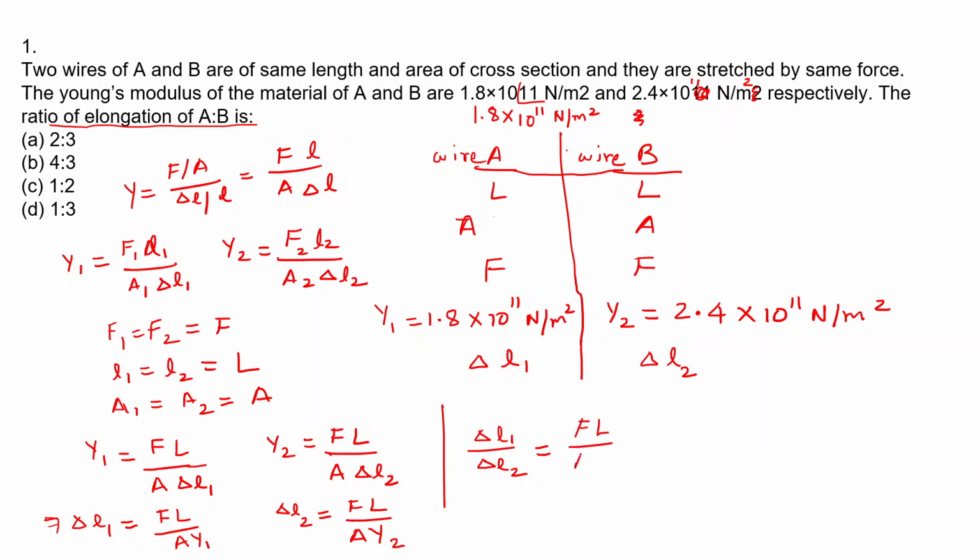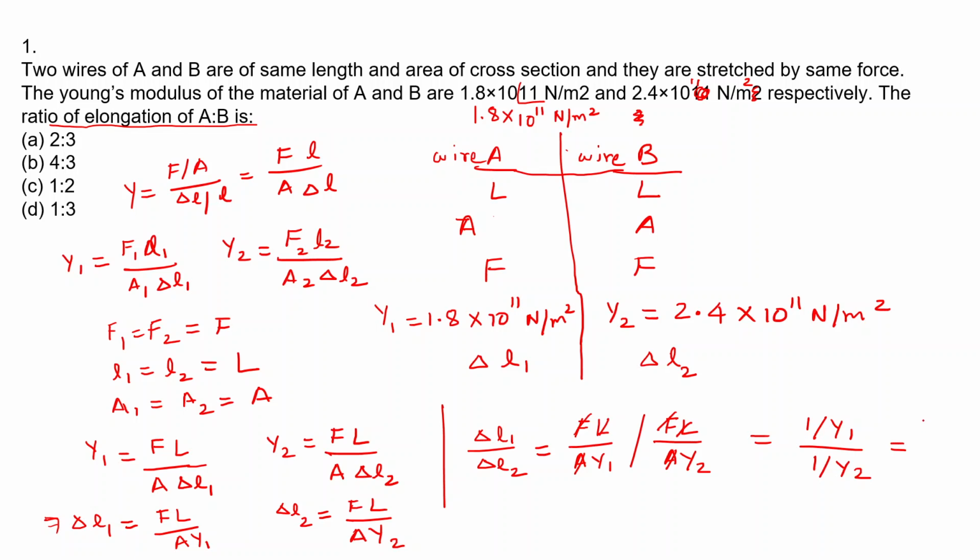So the ratio of delta L1 and delta L2 will be F L divided by A Y1, divided by F L divided by A Y2. So this will be cancelled, this will also be cancelled, this also cancels. What is remaining is 1 over Y1 divided by 1 over Y2.